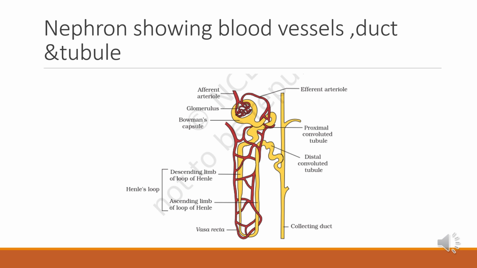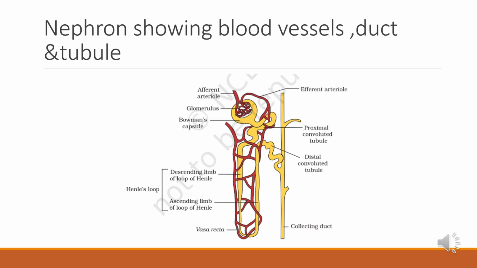So in the majority of the nephrons, the loop of Henle is too short and extends only a little into the medulla. Such nephrons are called cortical nephrons because they are present only in the cortical region. In some of the nephrons, the loop of Henle is very long and runs deep into the medulla. These nephrons are called juxtamedullary nephrons.